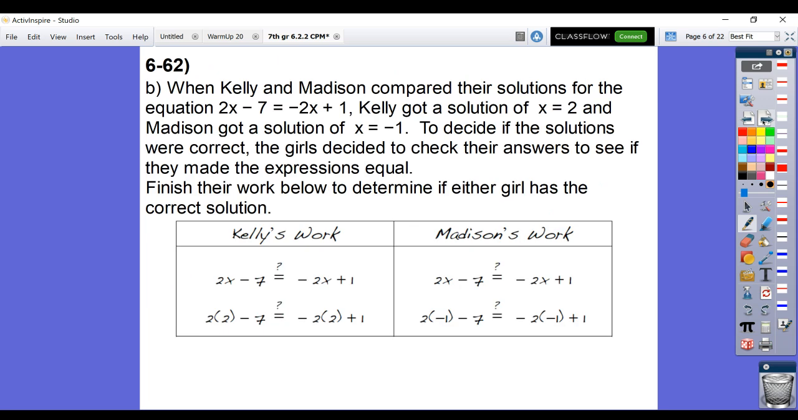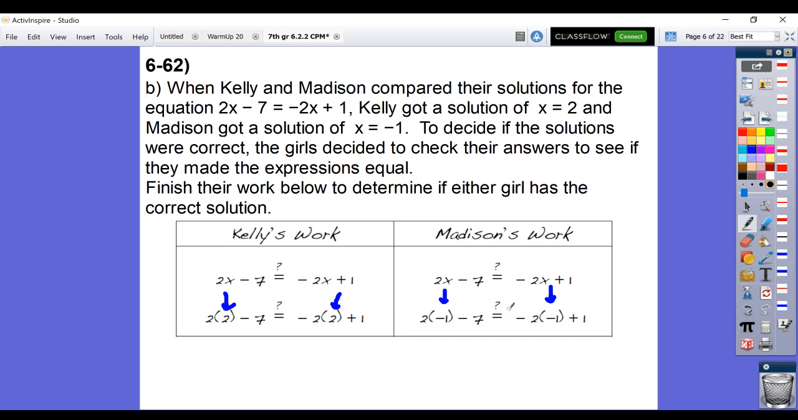662, they are having you look at Kelly's work and Madison's work. So they both started out with the same equation, but Kelly got a solution of x equal to 2, and Madison got a solution of x equal to -1. So what they did is they went back to the original equation, and in place of x, Kelly put 2. And so she put it here and here because there's an x on the left side and an x on the right side of the equation. That can occur. Madison thought that x equaled -1, so she replaced x with -1 here and here.